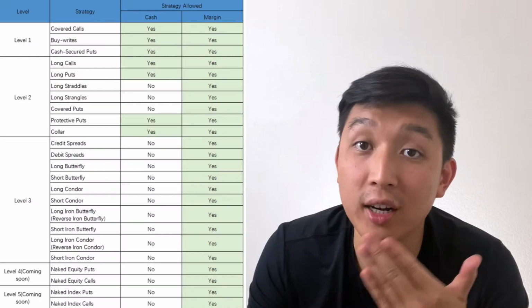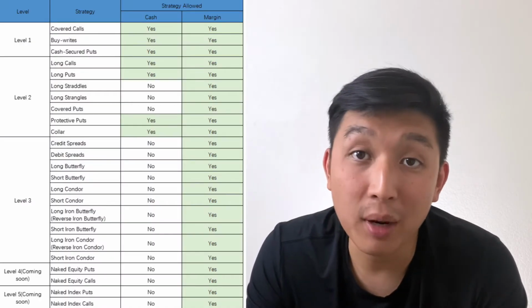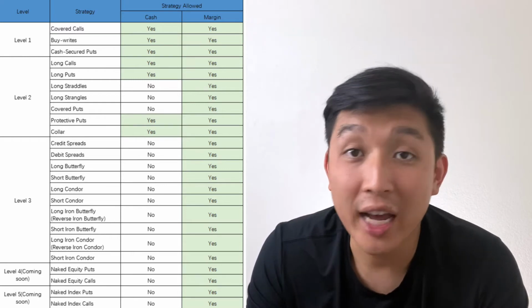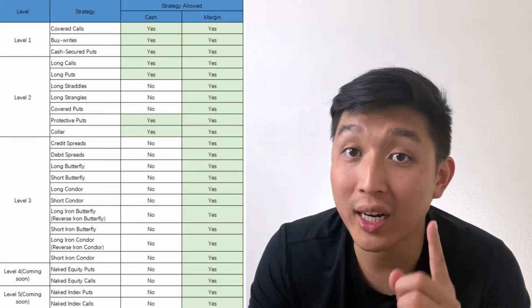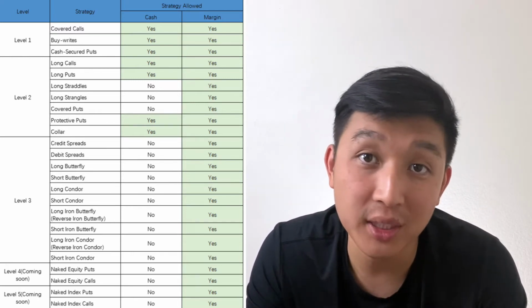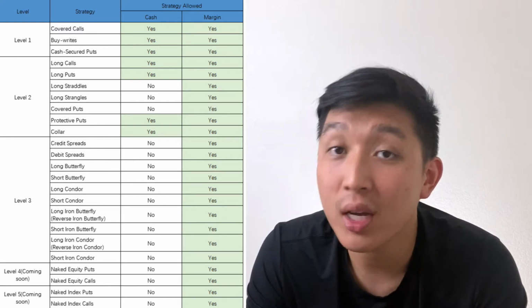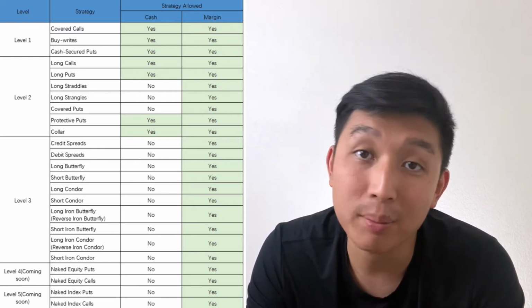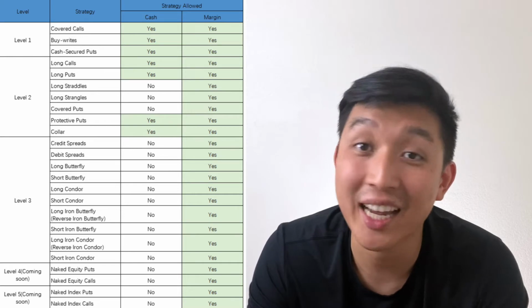Also, here's a chart of what each level covers. Feel free to pause that if you want to take a look at it. Your cash account will mainly work for level 1 and level 2, with a few exceptions. But if you have a margin account, it'll work for all levels, besides level 4 and level 5 because it hasn't rolled out yet.